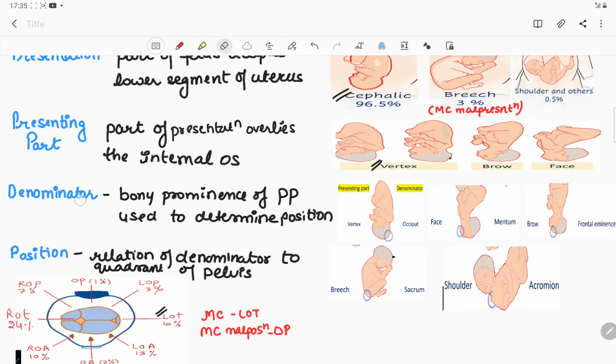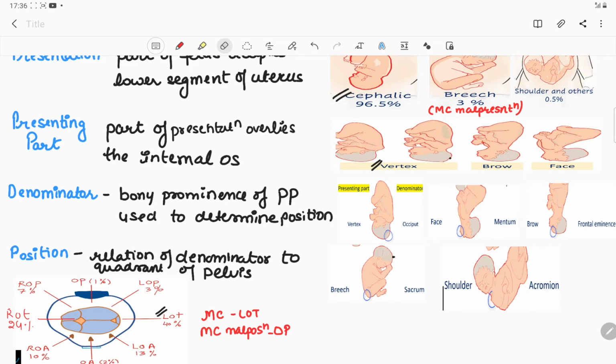What is denominator? It is the arbitrarily chosen bony prominence of presenting part used to determine the position. For example, in vertex, occiput is considered to be denominator. In face, mentum. In brow, frontal eminence. And in breech, sacrum, and in shoulder, acromion process.